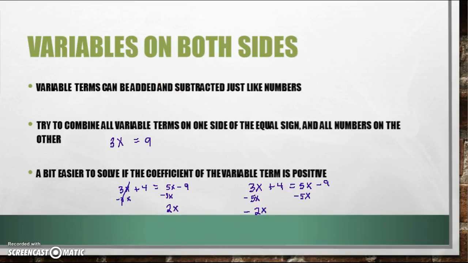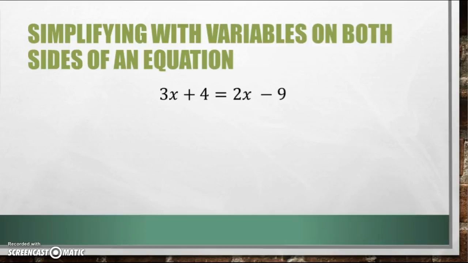So let's look at a few examples. In this equation, we have 3x plus 4 equals 2x minus 9. So I'm going to combine my variable terms just like I would numbers. I see there's a 3x here and a 2x here. I could subtract 3x, but then I would have 2 minus 3 and end up with a negative number. So I am actually going to subtract 2x first. So if I subtract 2x, I want to subtract it on both sides of the equation so that it's balanced.